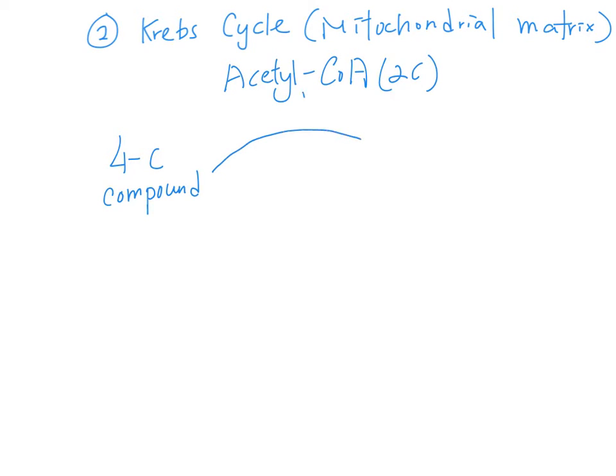So this is somewhat similar to the Calvin cycle. Anyway, now the 4C compound will combine with the acetyl-CoA. So 4 plus 2 is 6. Together they will form a 6C compound. This 6C compound will undergo more reactions later.